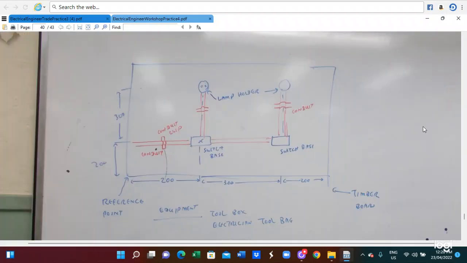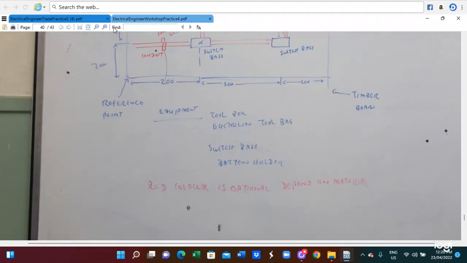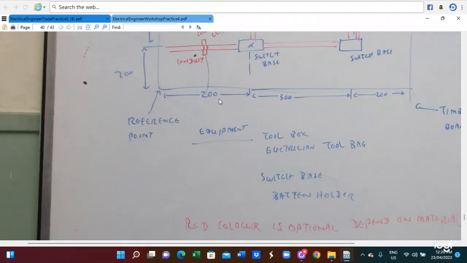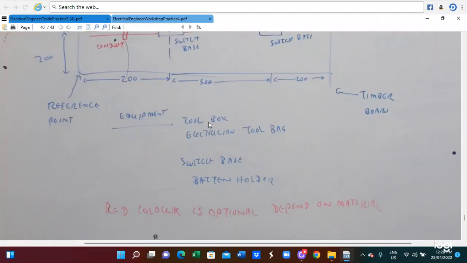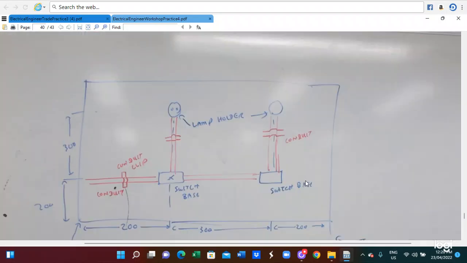So here will be the lamp. When you are installing a lamp, there are lamp connections: light switch base and lamp holder, conduit, and their dimension connection. Then we also have to utilize the appropriate toolbox. The electrical toolbox must be utilized, the switch base and button holder must be utilized. The recognized operation depends on the material.